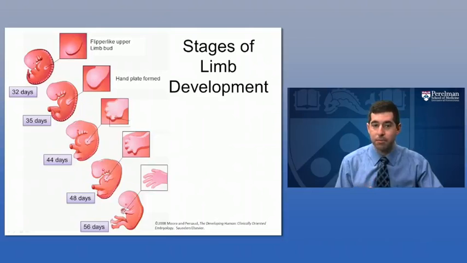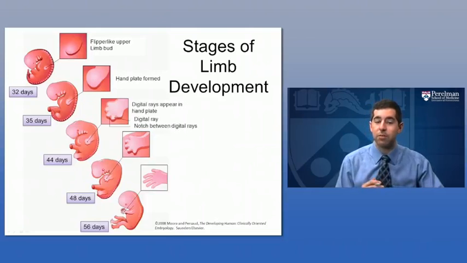A little bit more than a week later, we start actually getting some of that formation of the individual fingers. So here we have what are termed digital rays showing up in that hand plate. The digital ray essentially being what's going to become the finger. But notice that the web spaces here, the area between adjacent fingers, really is more or less still intact. We're starting to form a little bit of a notch there, which ultimately through apoptosis or programmed cell death, that entire web space will be lost.